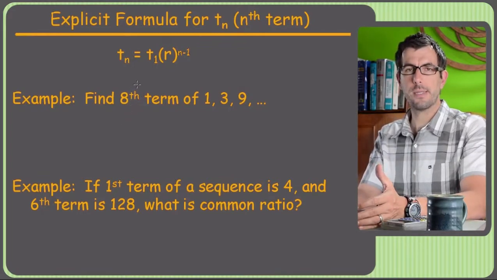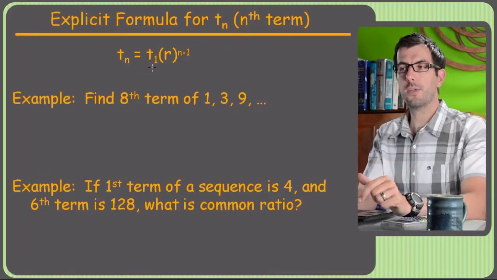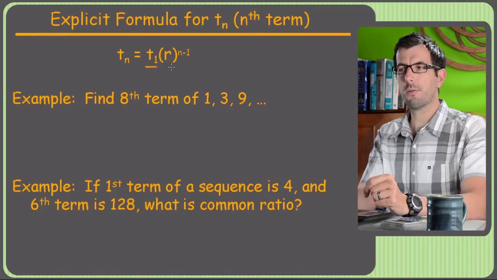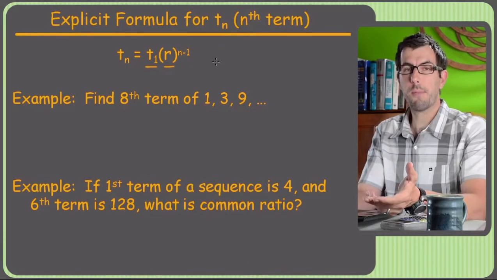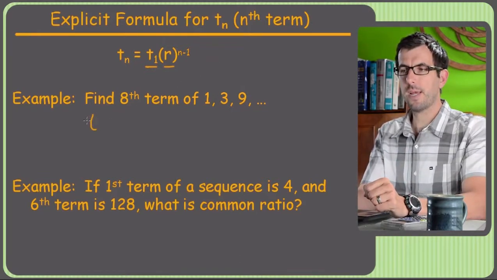So just like the arithmetic sequence, you could find the 10th term, the 15th term, or whatever. All you had to know was the first term and then the common difference. Well, in this one, all you have to know is the first term and the common ratio. Now, the common ratio, r, is just whatever you're multiplying by to get from term to term. So let's take a look, find the 8th term. So find t sub 8.